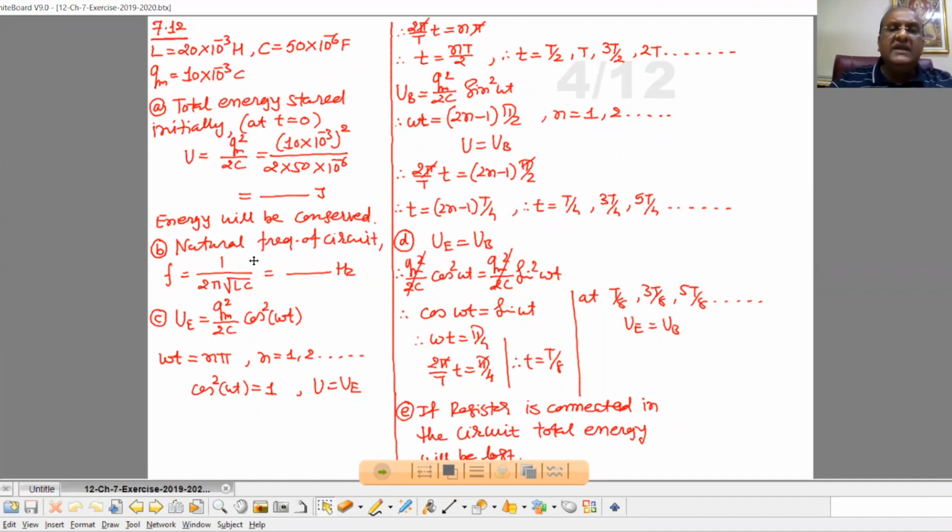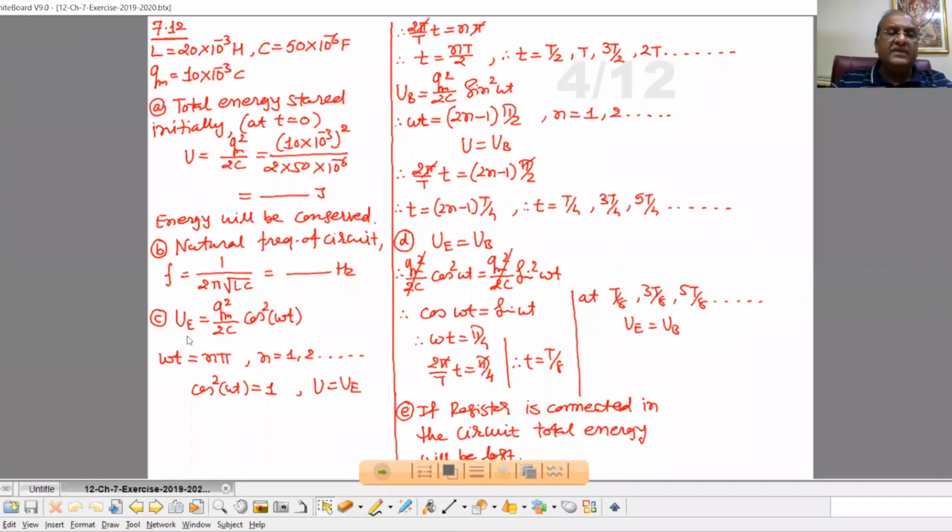Okay. Then question B. The natural frequency of the circuit, that is 1 upon 2 pi root LC, substitute L equal to 20 into 10 raised to minus 3, and C, that is 50 into 10 raised to minus 6. And solve it, you will get natural frequency of the circuit. Then after C, at what time is the energy stored is completely electrical, and second completely magnetic.